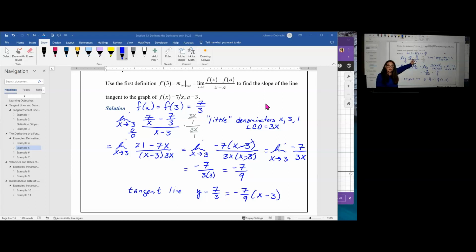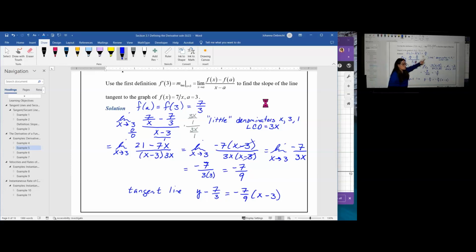It's easiest to get rid of the complex fractions. So we look at this difference quotient. We find all my little denominators. I can think of this x minus 3 as x minus 3 divided by 1. That means my little denominators are the x, the 3, and the 1. The lowest common multiple of all three is 3x. So I then multiply the difference quotient by 1 in the form of 3x divided by itself. But I wrote it in complex form to help me keep the parts straight.